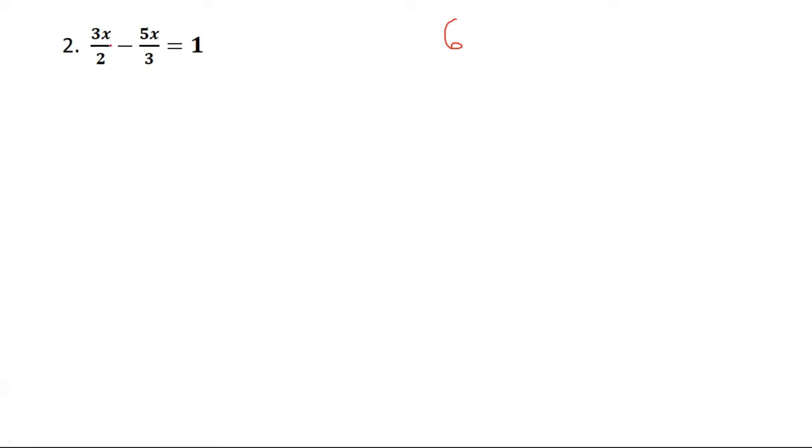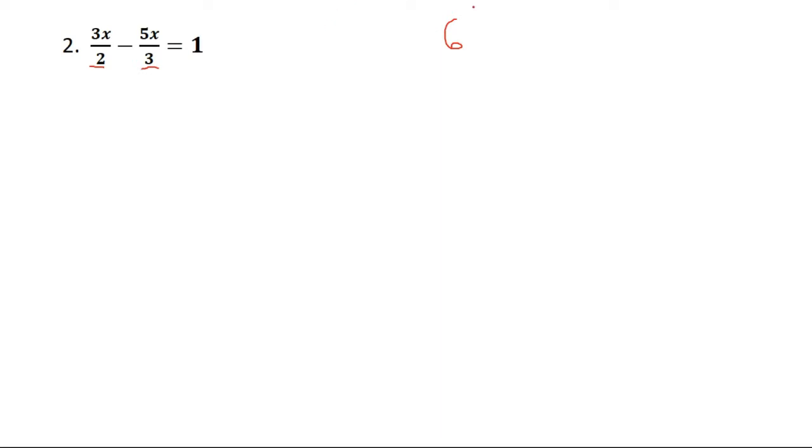Now we can see from here that 3x over 2 is on its own. Then we have minus here, then 5x over 3. So 3x over 2 is being separated from 5x over 3 by the negative sign. So it means that 3x over 2 is one term. 5x over 3 is another term. Then 1 is also another term. I hope that is clear. So 3x over 2 is one term, 5x over 3 is one term, and 1 is also another term.